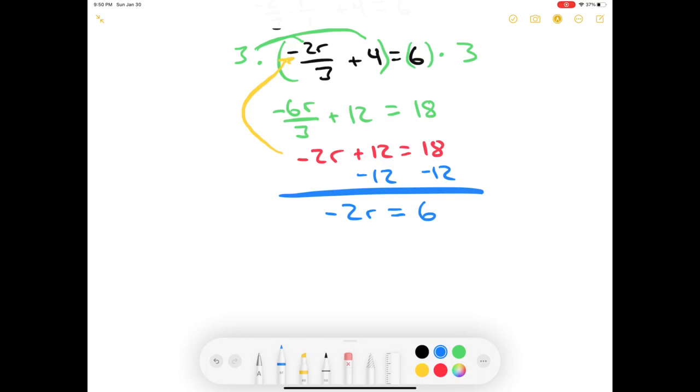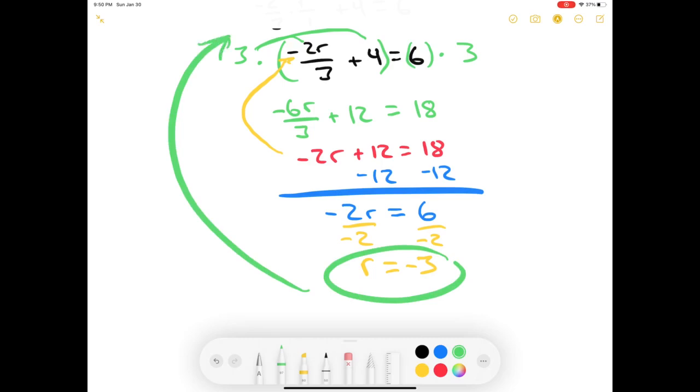Negative 2 times r, so I'm going to use the inverse operation. And remember, I'm maintaining equality by doing the same thing on each side. Negative 2 divided by negative 2 is 1. r equals 6 divided by negative 2. It's negative 3. Take that, plug it back into the original equation, and check to see if it's correct.